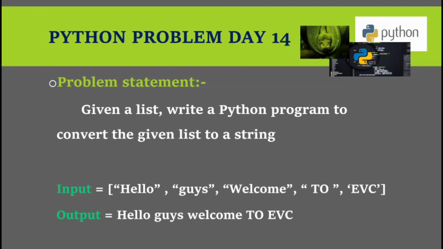Guys, in this video I am sharing a Python problem with a solution. Our Python problem is: given a list, write a Python program to convert the given list to a string. So our input is a list, but our output is only a string. So guys, this is our problem statement. In this problem I have approached two different methods.